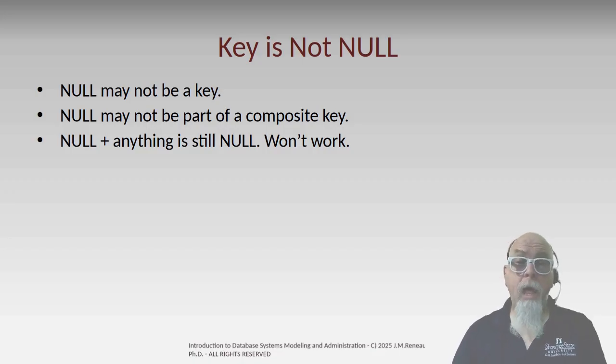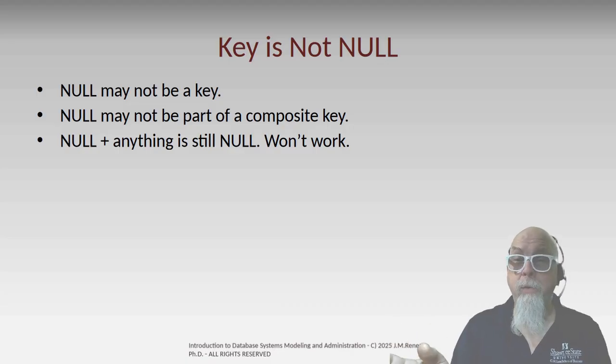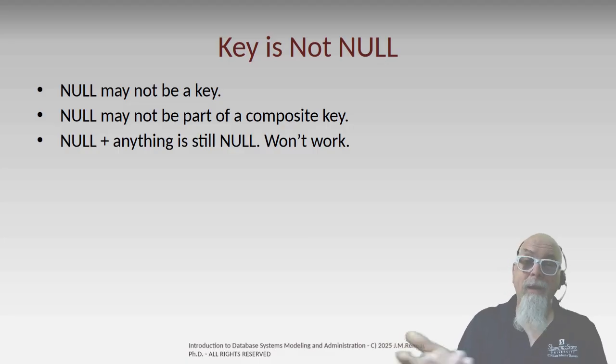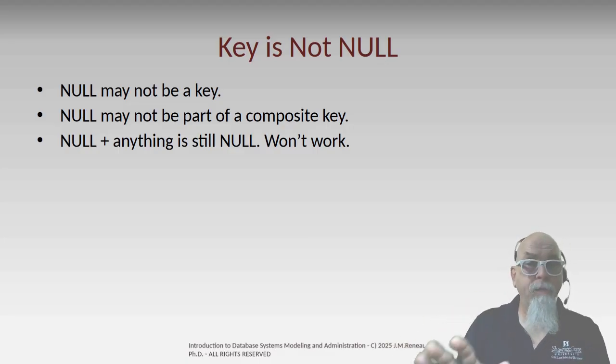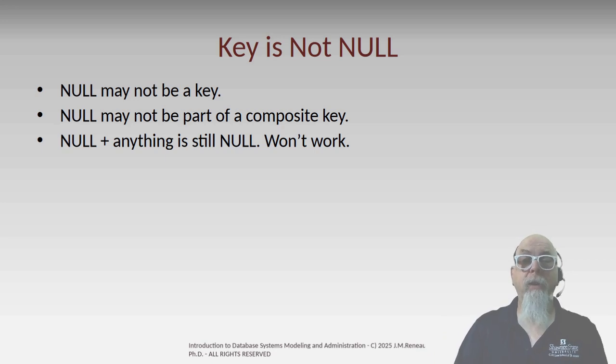Keys can't be null. We can't have an unknown key because there could only be one unknown key. If the key is unique, we can't say, well, let's use the unknown key, and that would be the one person that's unknown. So we just don't want null values or the unknown value to be in a key, and we don't want it to be one of the attributes if we're putting multiple attributes together to create a key for an item or a key for an entity.